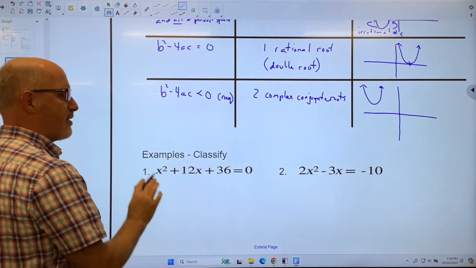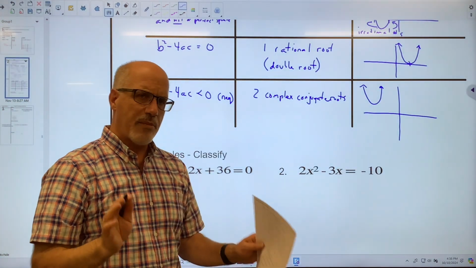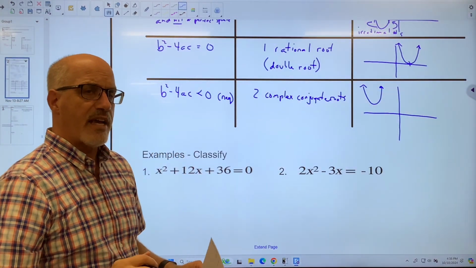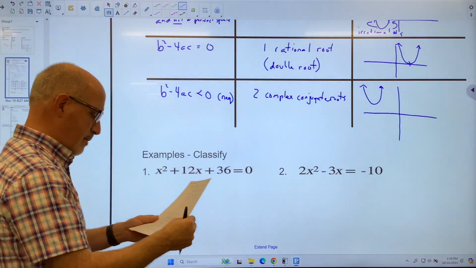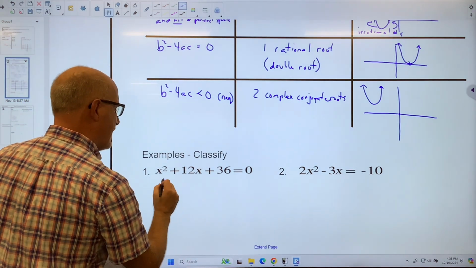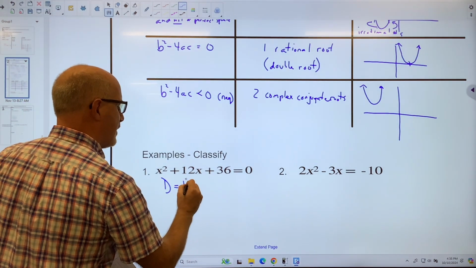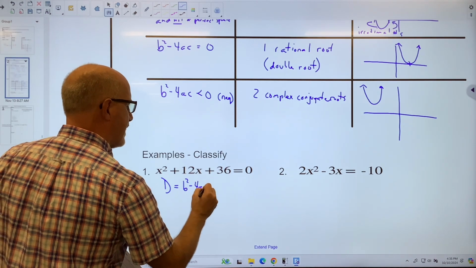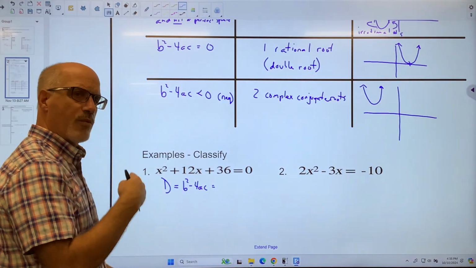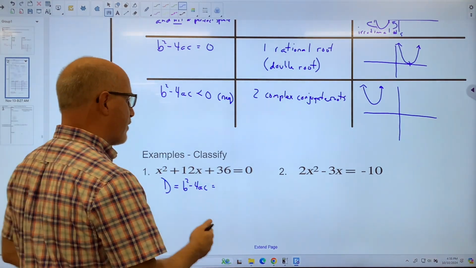We're just going to classify these. We're not going to solve. That's what people have to get used to when it says classify. You're just going to look at the discriminant. So the discriminant d is going to equal, again, b squared minus 4ac. That's the radicand of the quadratic formula.